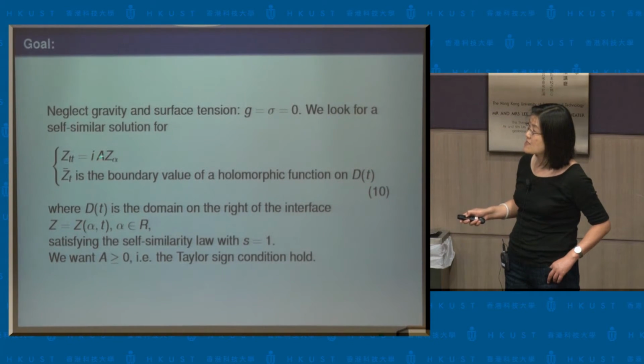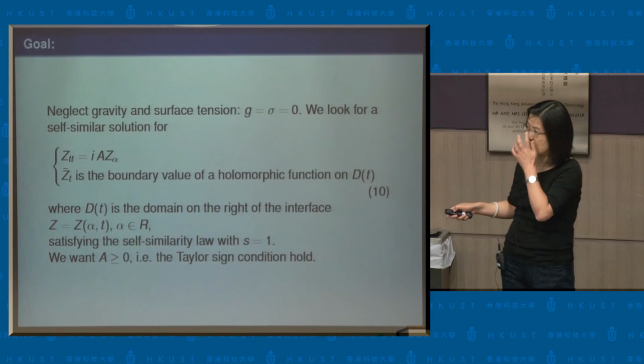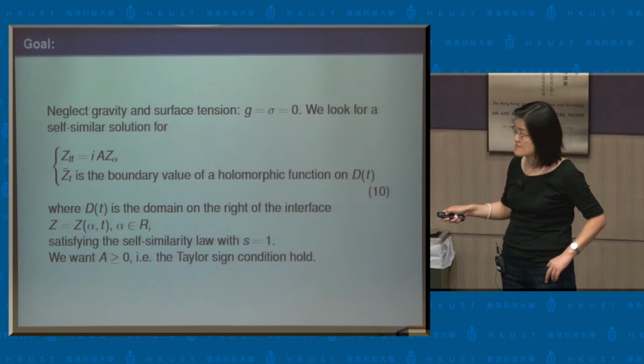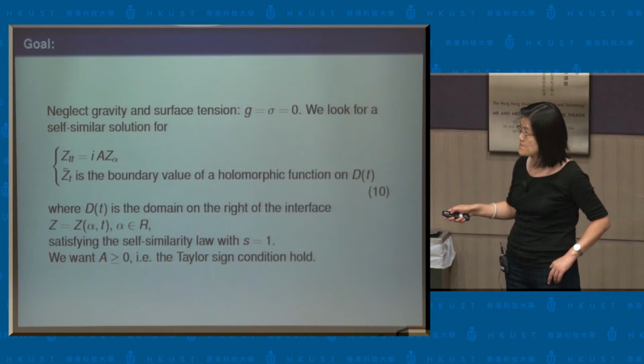So this is really the water wave equation, the Euler equation, by taking gravity 0 and surface tension 0. So this is the water wave equation without gravity and surface tension, and this is the equation the limiting profile has to satisfy. If the singularity is of self-similar type, then the limiting profile has to satisfy this equation for gravity and surface tension equal to 0. And this is the boundary value of a holomorphic function. That means we are talking about the incompressible and irrotational case.